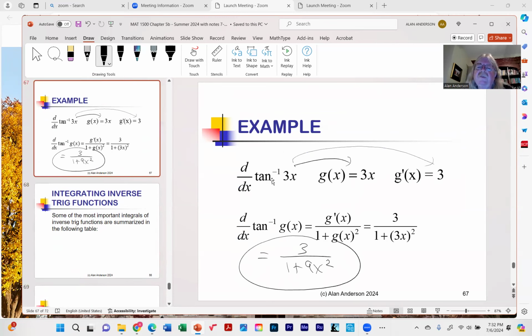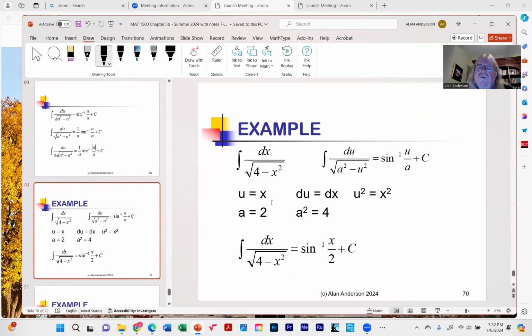Okay, here there's no doubt in your mind. It tells you to take the derivative of an inverse trig function, but here you have to recognize it. So for example, let's look at this one. dx over radical 4 minus x squared. And you look at it and say, that looks awfully familiar.